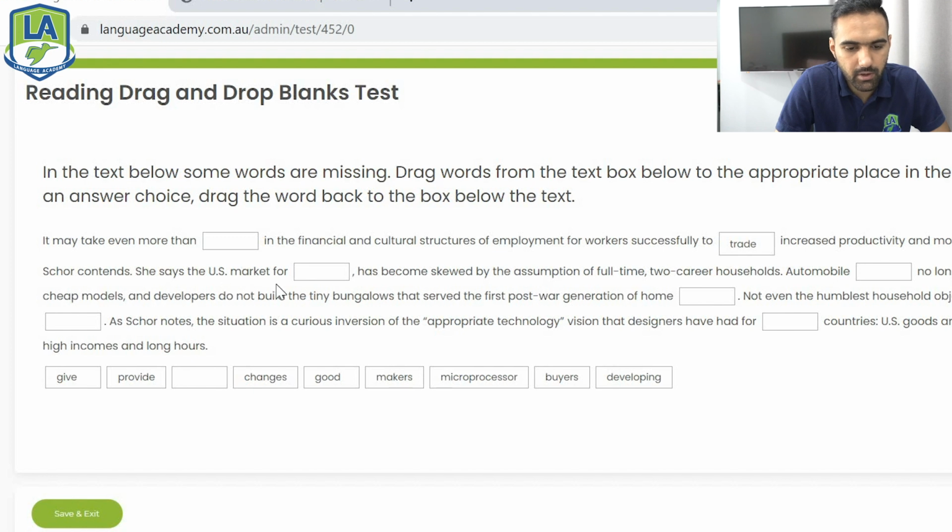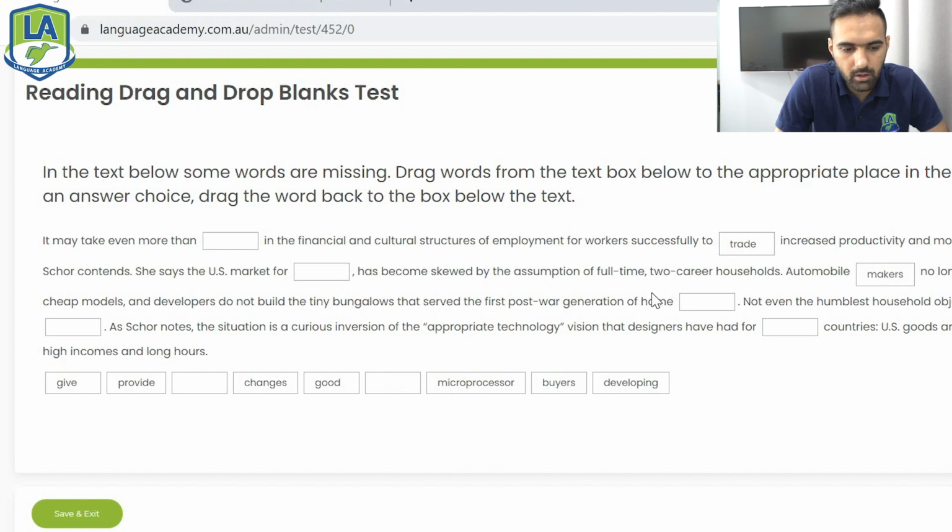She says the US market for dash has become skewed with the assumption of full time two-career households. I'm not really sure about the third one for now. Let's leave it. Automobile dash no longer manufacture cheap models. Okay, we are talking about people who are making automobiles over here. So what is the right word? Automobile developing, automobile buyers. No, they're not making it. Automobile microprocessor won't make any sense. Makers can go, someone who is manufacturing something. Good, changes, provide and give won't make any sense. Let's go on to four.